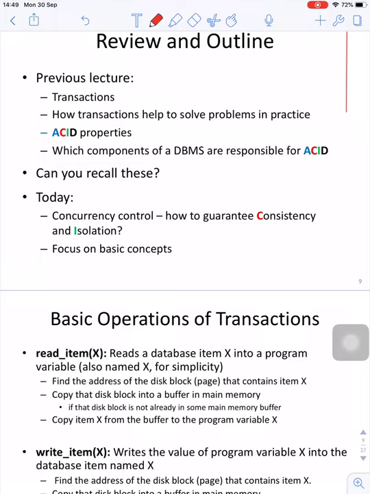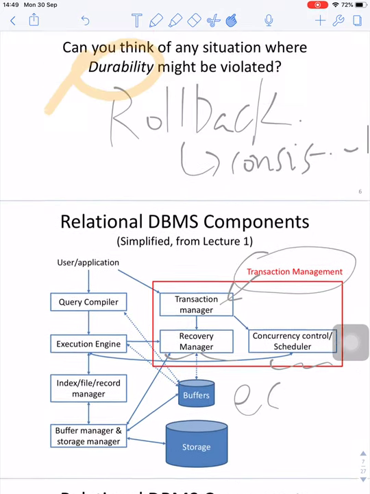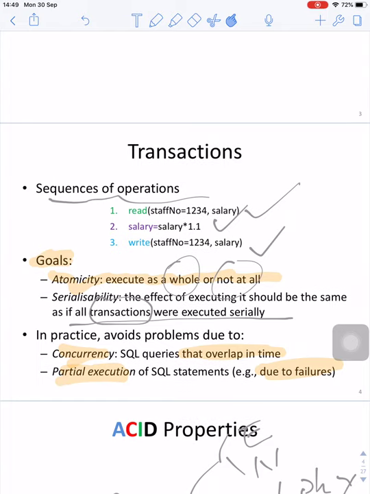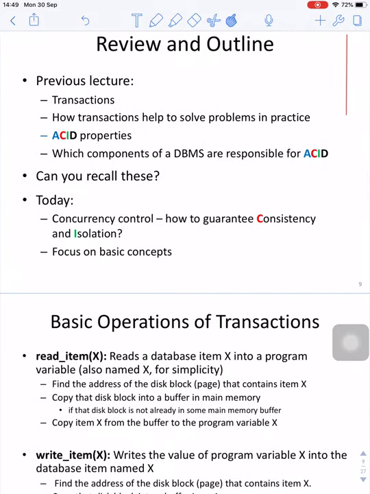So let's continue talking about the review and outline. In the previous lecture, we saw that a transaction is just a series of operations. And how the transaction helps solve the problem in practice: it helps with the ACID properties: atomicity, consistency, isolation, and durability.